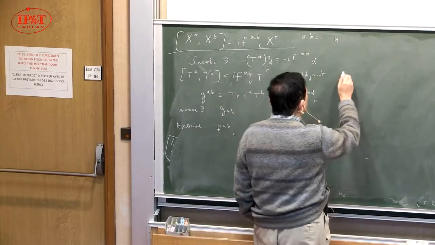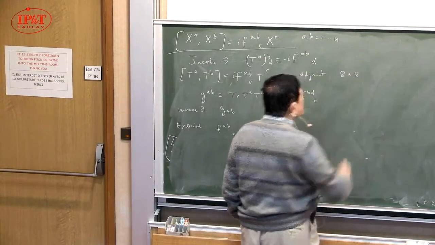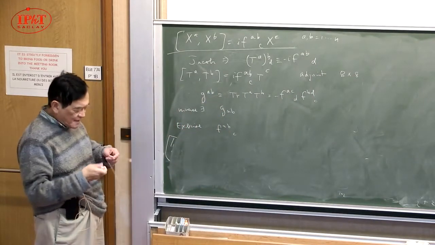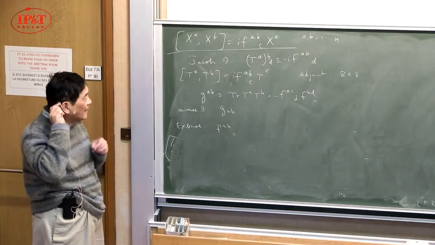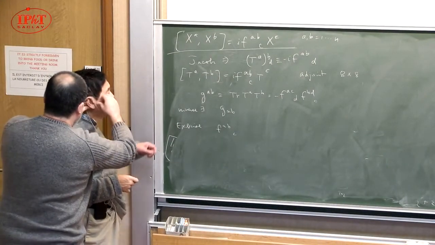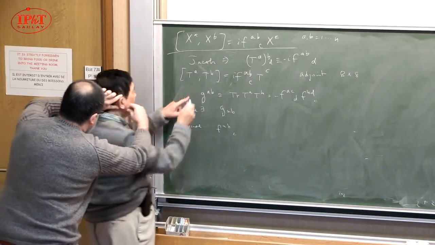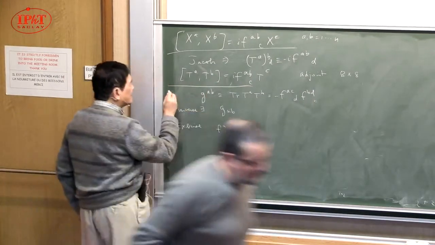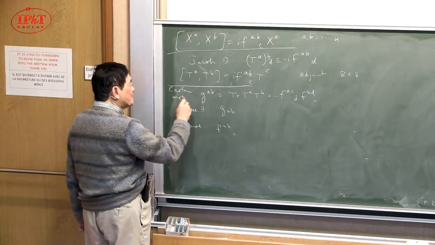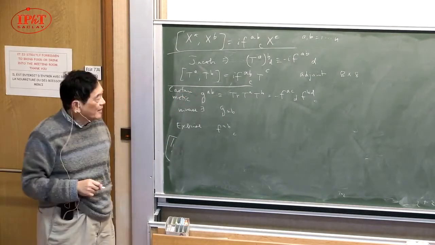So in the case of SU(3), as we discussed, this is 8 by 8. And the dimension of the representation is equal to the number of generators. Okay. And then we define the Cartan metric. And it was at this point that we were interrupted.